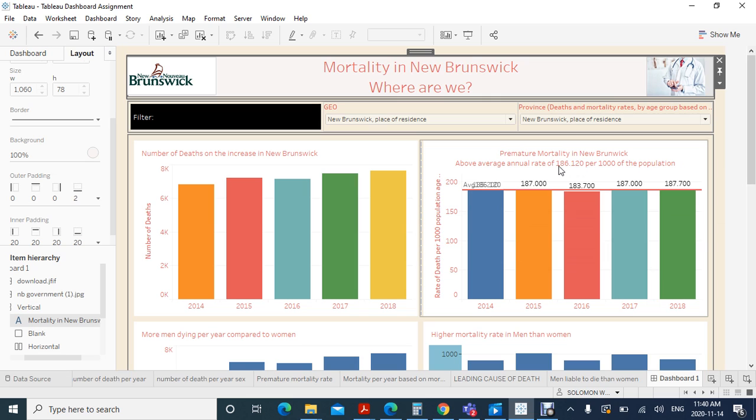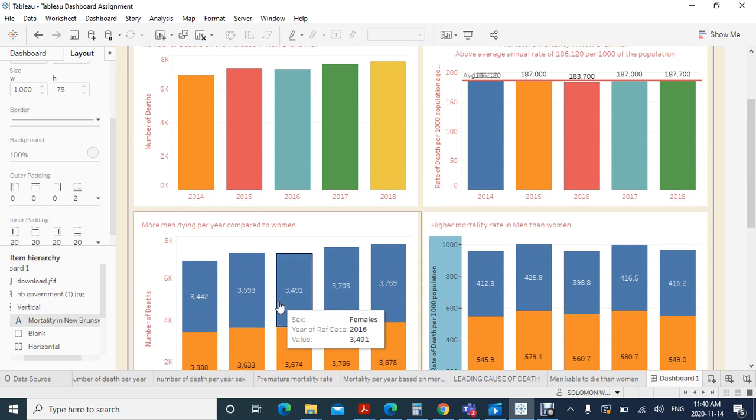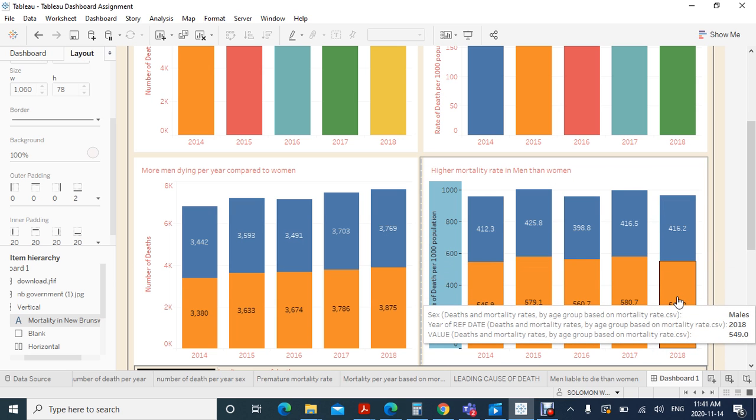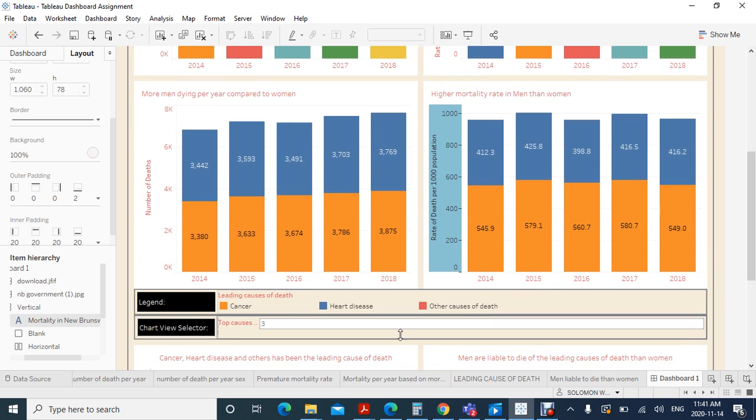So you can see that in the mortality rate, there's premature mortality in New Brunswick because we are above the average of 186.120 per 1,000 of the population. More men are dying in terms of numbers of deaths and in respect to mortality per 1,000 of the population. It is also clear that we have more men dying than women.